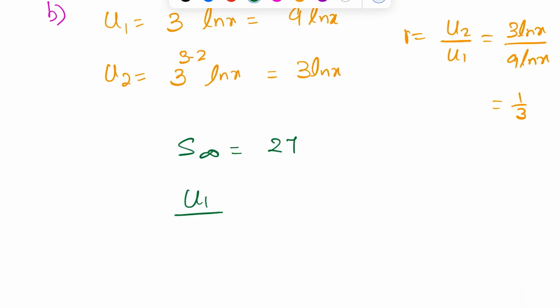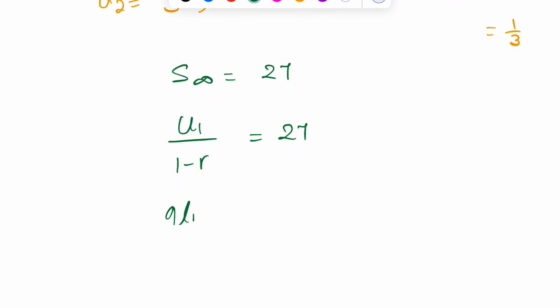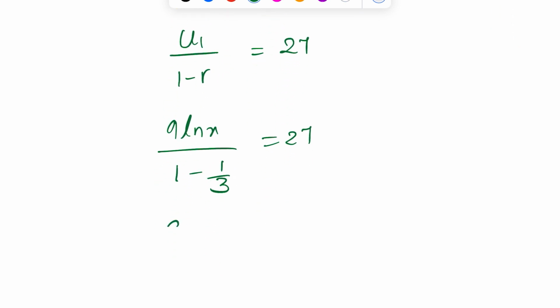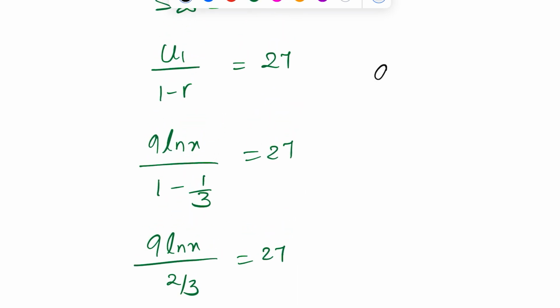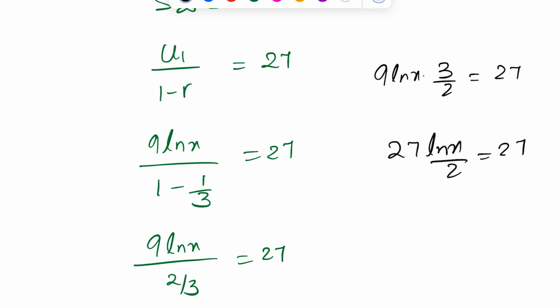S infinity means u1 upon 1 minus r equals 27. So what is u1? 9 ln x upon 1 minus r, r is 1 upon 3, equals 27. So 9 ln x upon 2 upon 3 equals 27. So what does that become? 9 ln x times 3 upon 2 equals 27. So 27 ln x upon 2 equals 27. Then 27 cancels. So what do I get? ln x upon 2 equals 1. So ln x equals 2. x equals e power 2. That's going to be the answer.